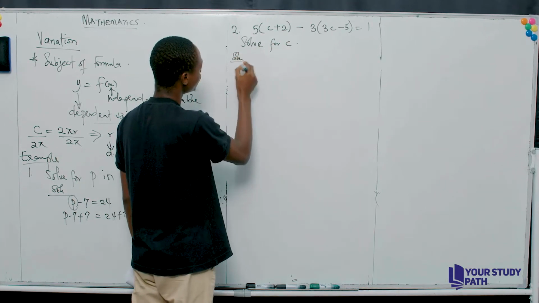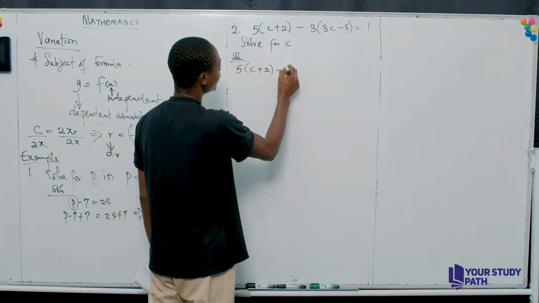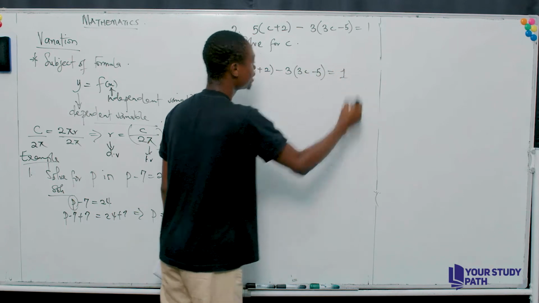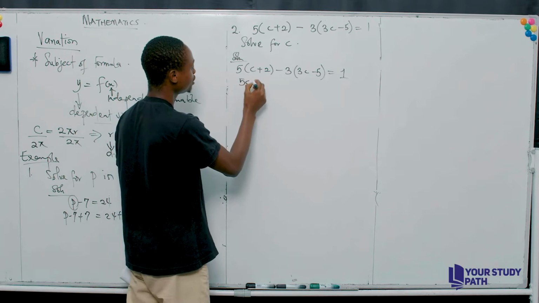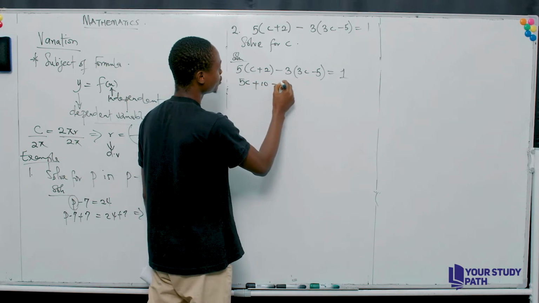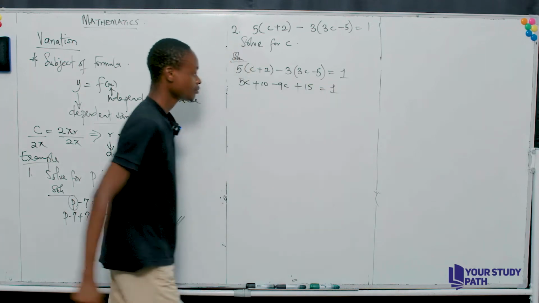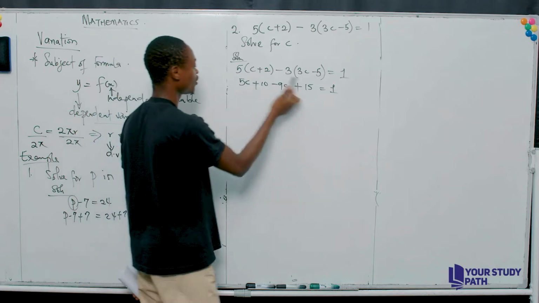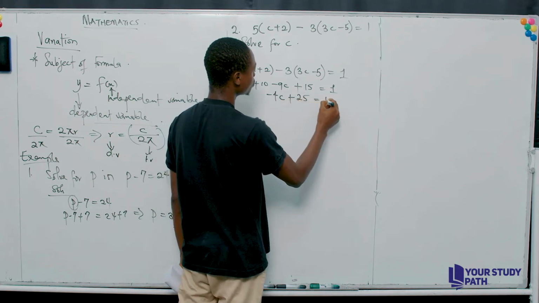Of course, we can first and foremost rewrite the line so we have a clear path as to what exactly we are seeking to get. Then at this point, we can simply expand. So we have 5c + 10 - 9c + 15 = 1. And then collect like terms. So 5c - 9c, we have -4c + 25 = 1.